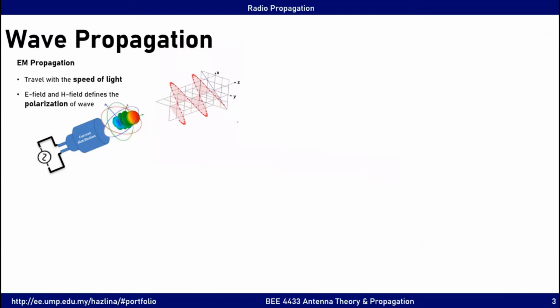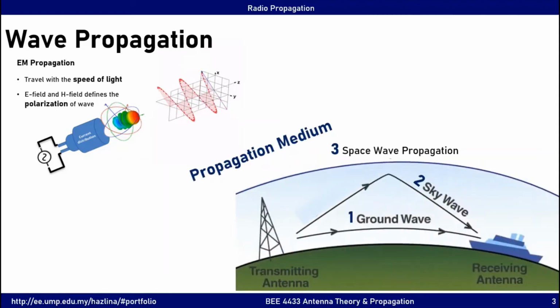In a wireless communication system, electromagnetic waves carry signals and travel at the speed of light. The electric field and magnetic field determine the polarization of the waves. In general, there are three mediums for radio wave propagation, namely ground wave, sky wave, and space wave. Let's look into the ground wave medium.